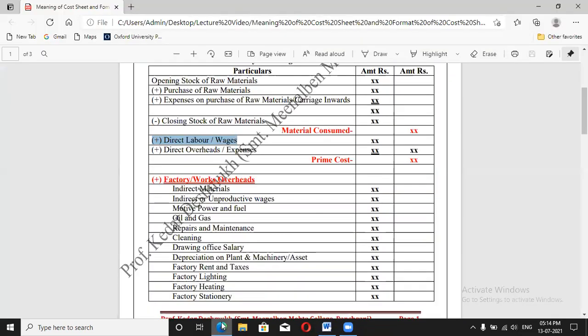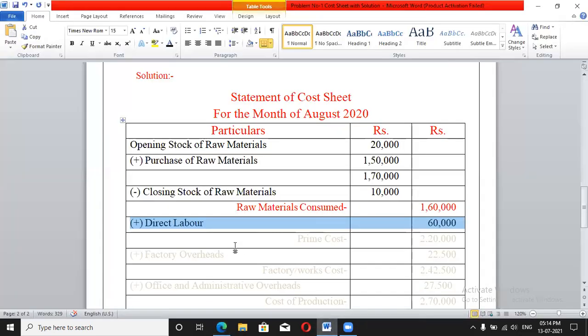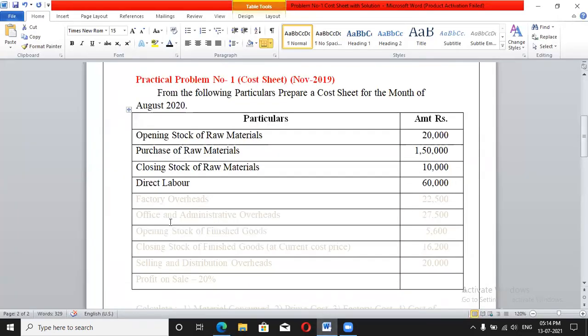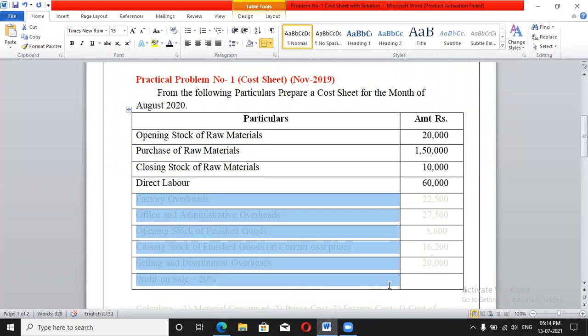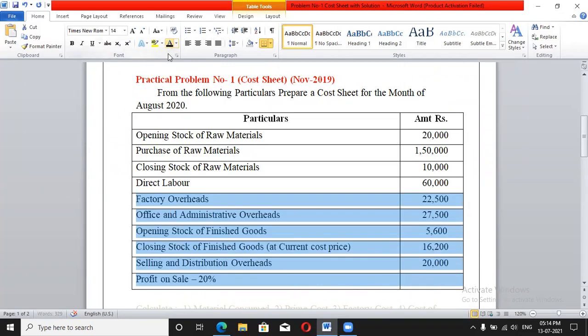The next item in the format is to add direct overhead or direct expenses. Let's see the question. After direct labor, no item of direct expenses is given, so it should be neglected.